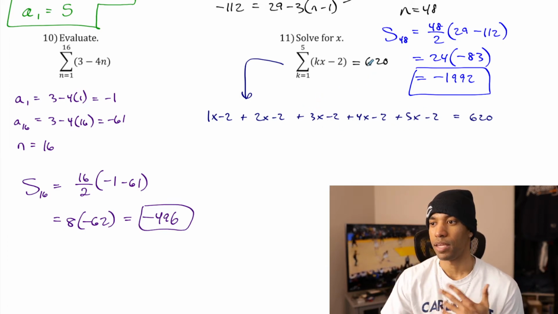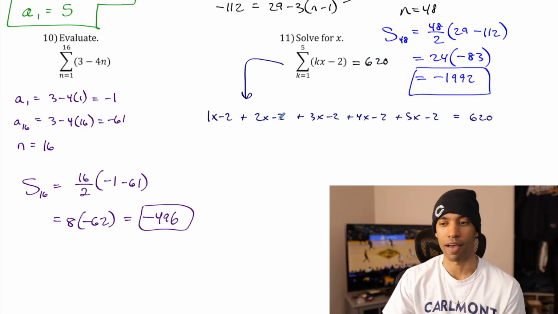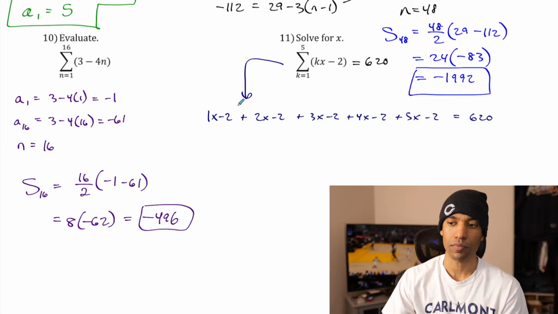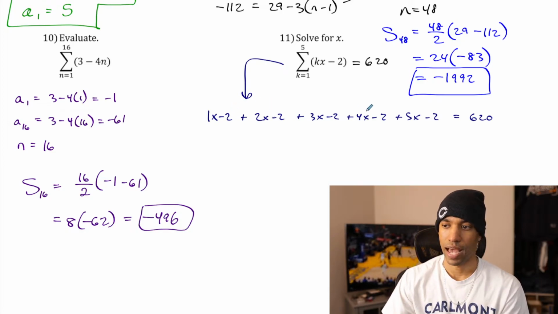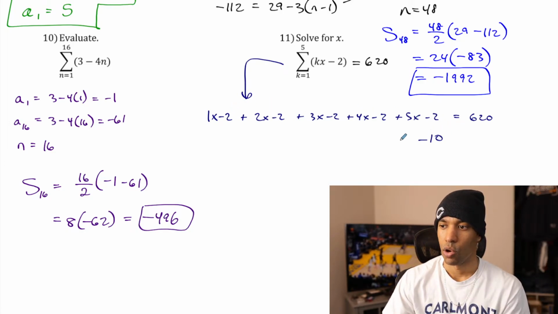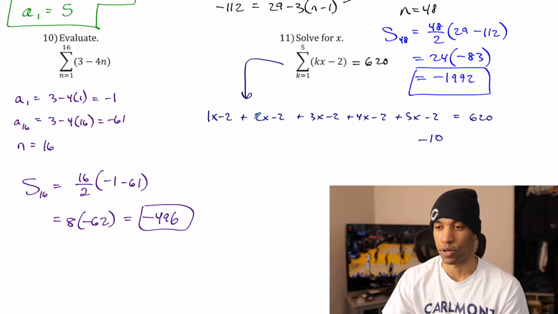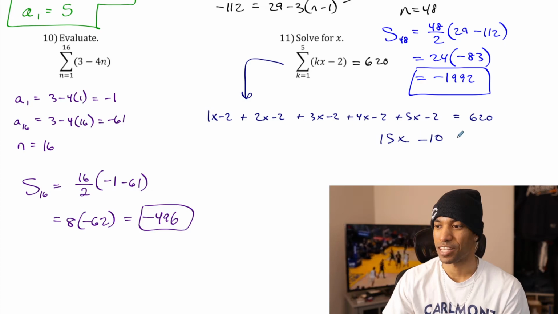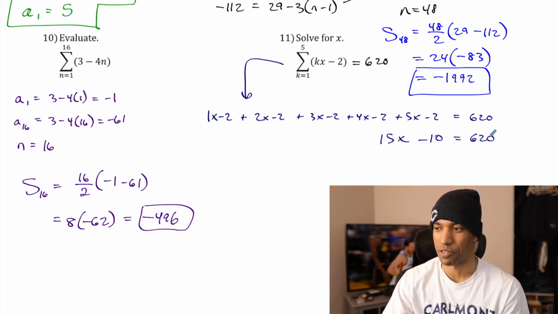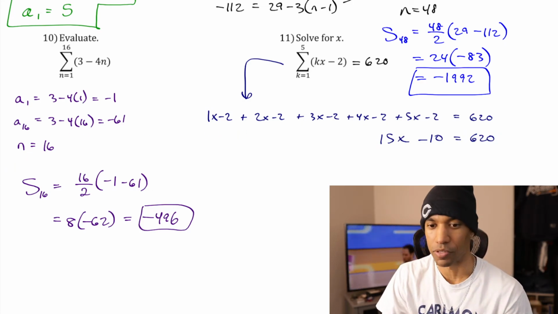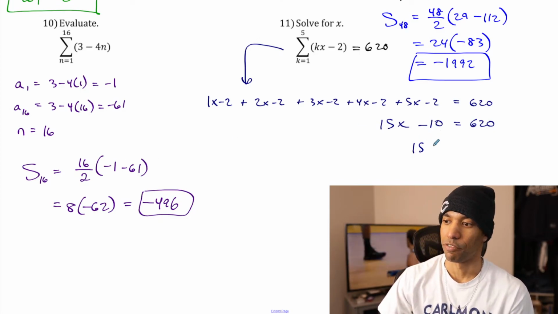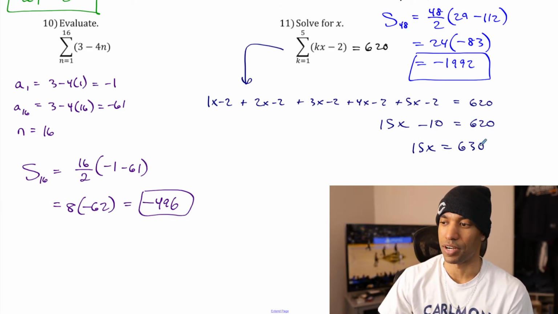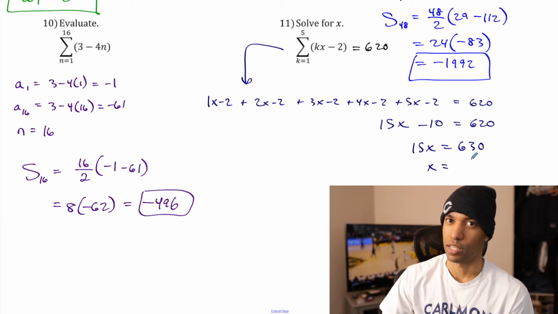This sum equals 620. We're going to find out what value of x makes this true. So all the negative 2's added together gives you negative 10. 1x plus 2x. You want to do an arithmetic series for 1 plus 2 plus 3 plus 4 plus 5? That's 15. So 15x minus 10 equals 620. We're going to add 10 to both sides and divide both sides by 15. So 15x equals 630 and divide both sides by 15. You get x equals 42, I think. Answer to life, right?